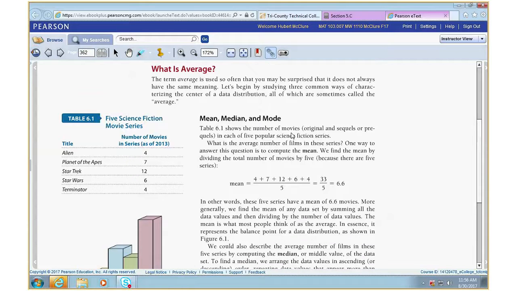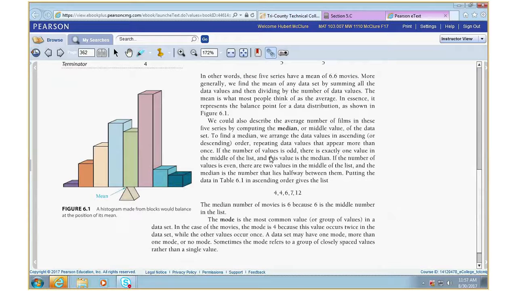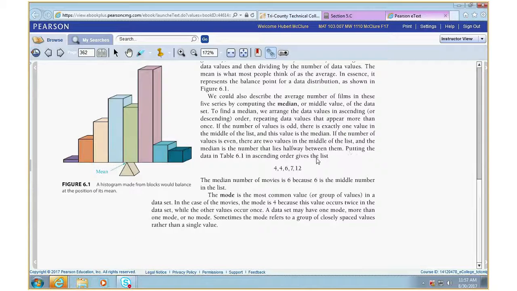Mode. MO, most. Mode equals most. What shows up the most. They're showing you what the mean is here. They're showing you where the middle is to balance all the data. I do a different approach. So if they're wrong, I'm right. The mode shows up most.